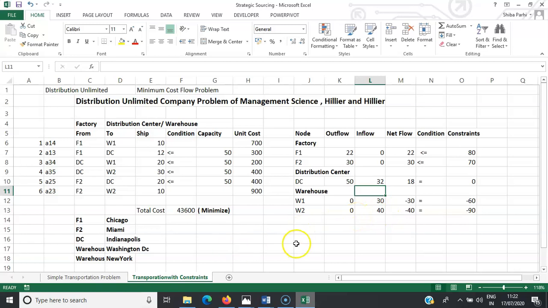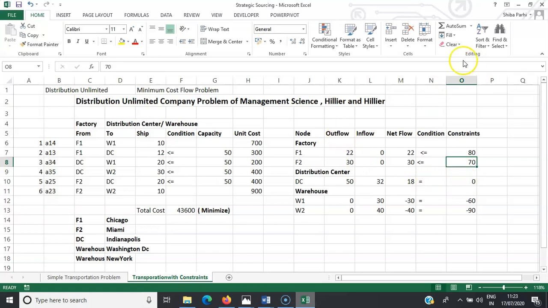Let us see how, at the end, we can put them into constraints. Whatever material they are supplying, it is 80 plus 70. Here these are all 150 units, these are positive. The net material W1 and W2 are receiving, they are not supplying anything, so they are minus 60 and minus 90. What is going out is positive, and what is getting in is negative. And DC is the center, whatever material they are receiving they are also supplying out, so it is 0.